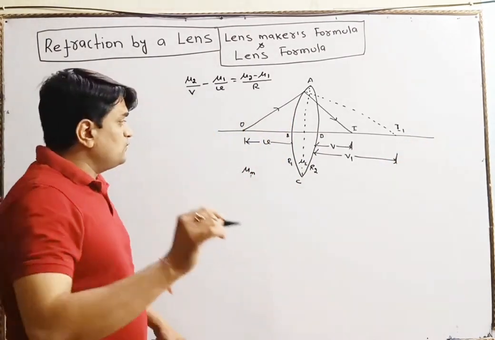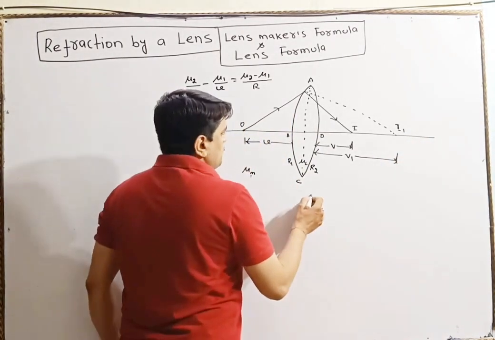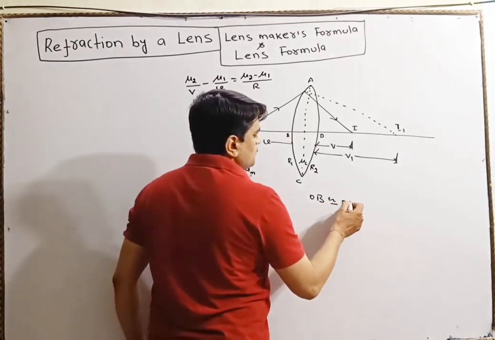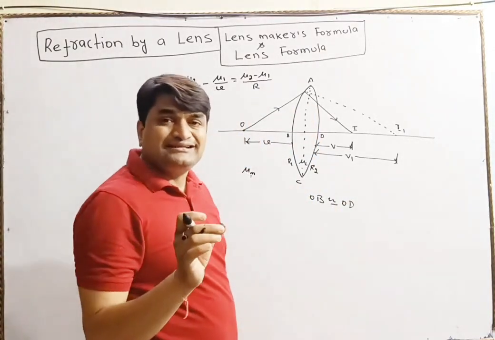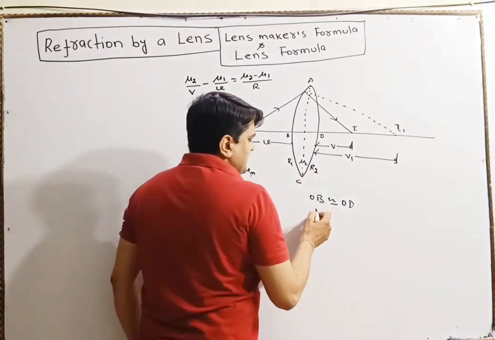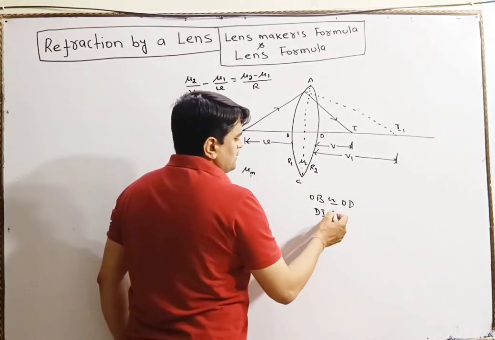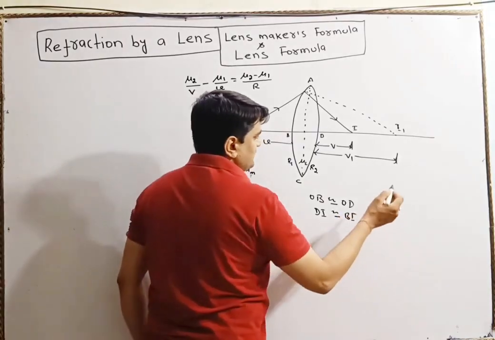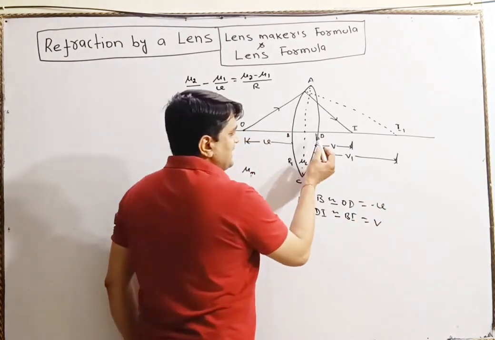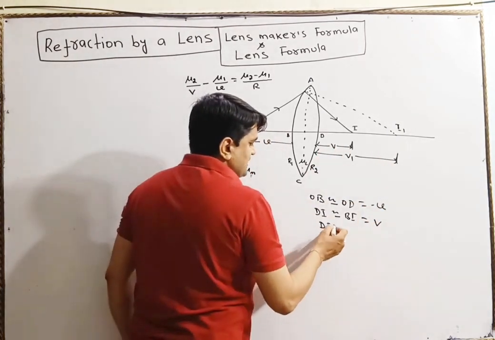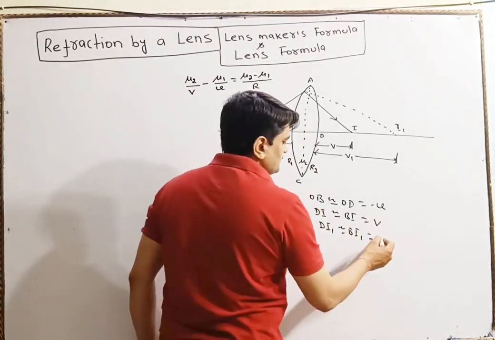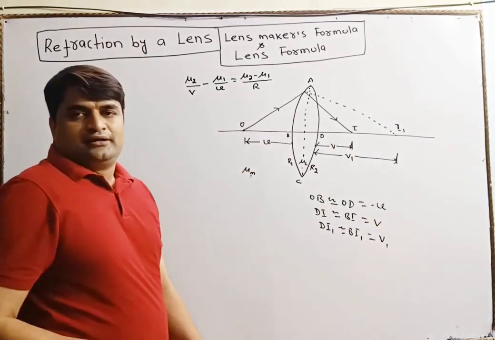Now let me explain. OB is approximately equal to OD, because we are considering the lens to be thin. It is a thin lens. DI can be treated as BI, and that will be equal to V. This will be equal to minus U, and DI1 is approximately equal to BI1, and that is equal to V1. We have taken the values.